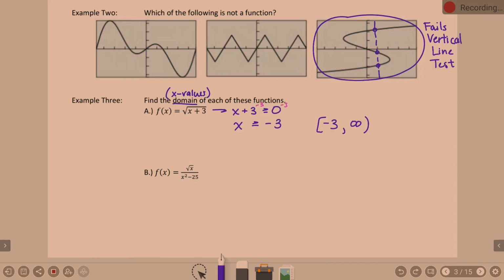If you hop on here to trace, I just hit trace and I'm just arrowing over. It's probably not going to come up exactly -3, but notice at -3.03 my y value fails to exist. At -2.87 I have a y value. So where did that graph probably begin? At -3.